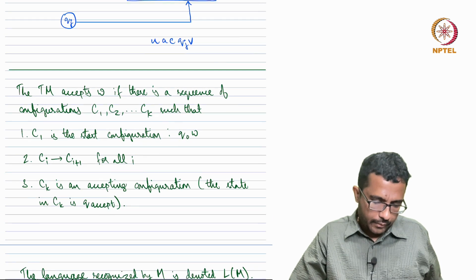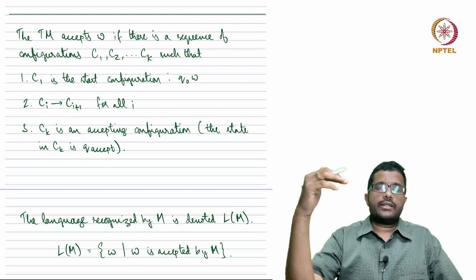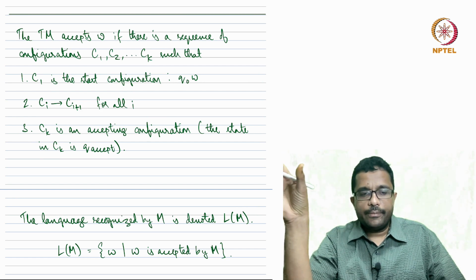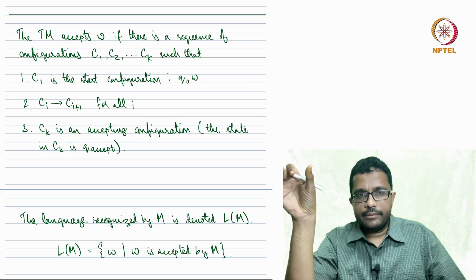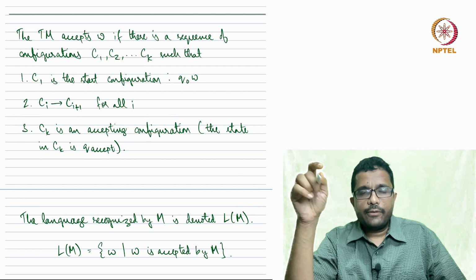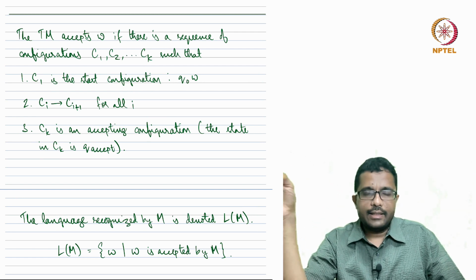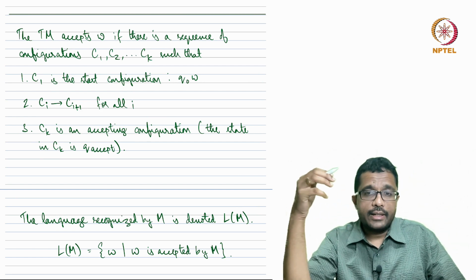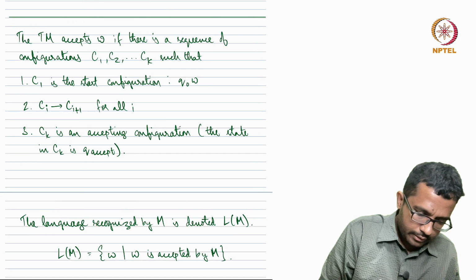So once again, a Turing machine accepts a string if it starts with the starting configuration, which is the starting state and the input string in the input tape, and each of C2, C3, etc. are valid successors of the previous one, and finally Ck is an accepting configuration. And the language recognized by the Turing machine is the set of all strings that are accepted by the Turing machine.